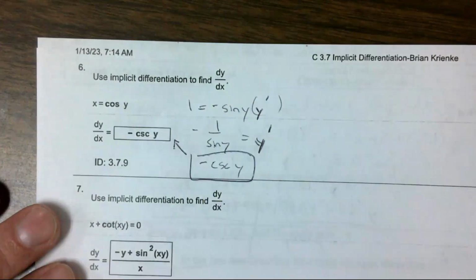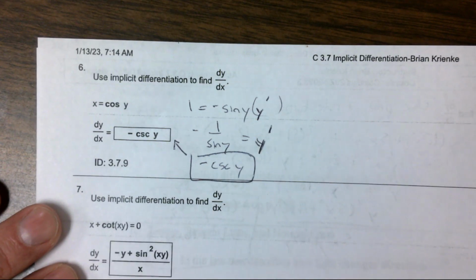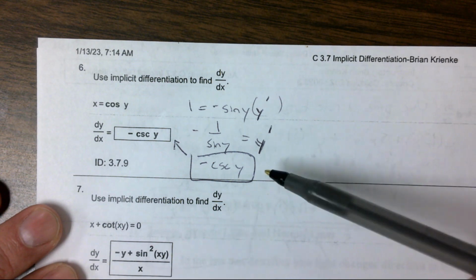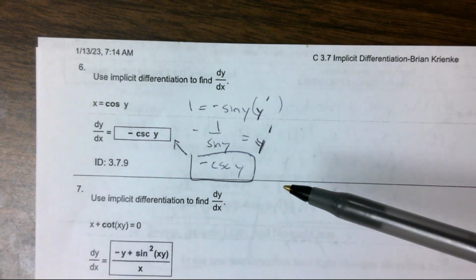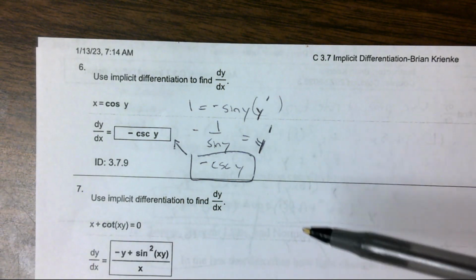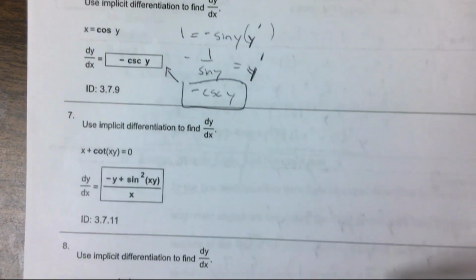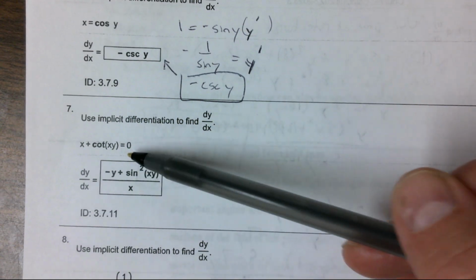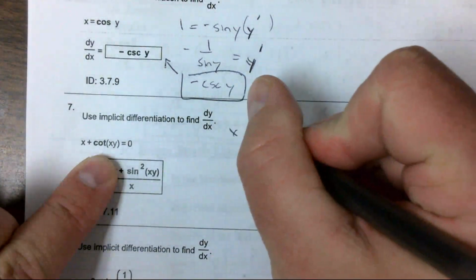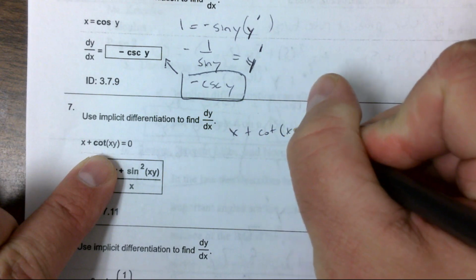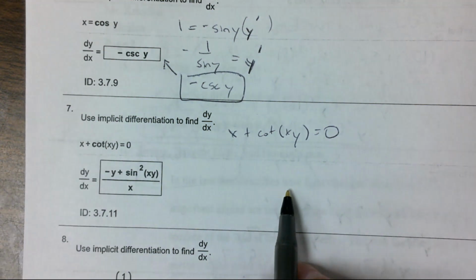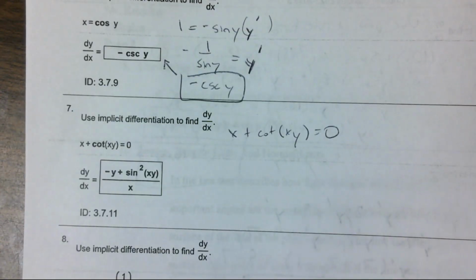On 3-7 in particular, I tried not to do very difficult trig ones. At least that was my intention, because I know that the other sections had harder trig questions. But this next one does have trig. So we have x plus cotan xy equals 0. So you do still have some trig questions, but I try not to make it that difficult.